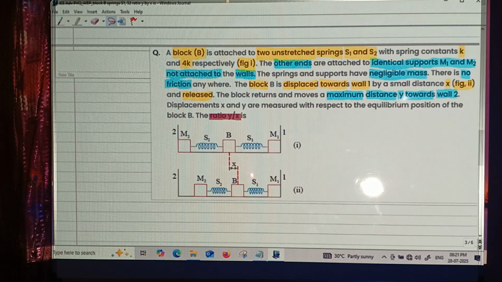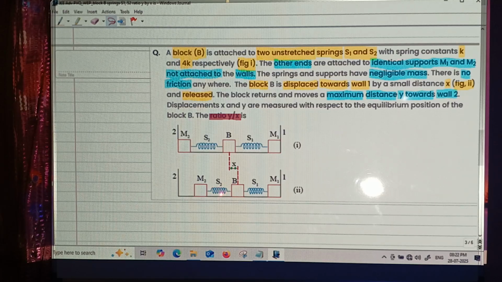So when this is pushed, this spring will get compressed. But since the other end of this spring is free to move, there won't be any compression or stretching of this spring. So this spring is in a relaxed state. But once it's released from here, the block will move towards here, and once it reaches here, it will have some velocity. So it will not stop here.